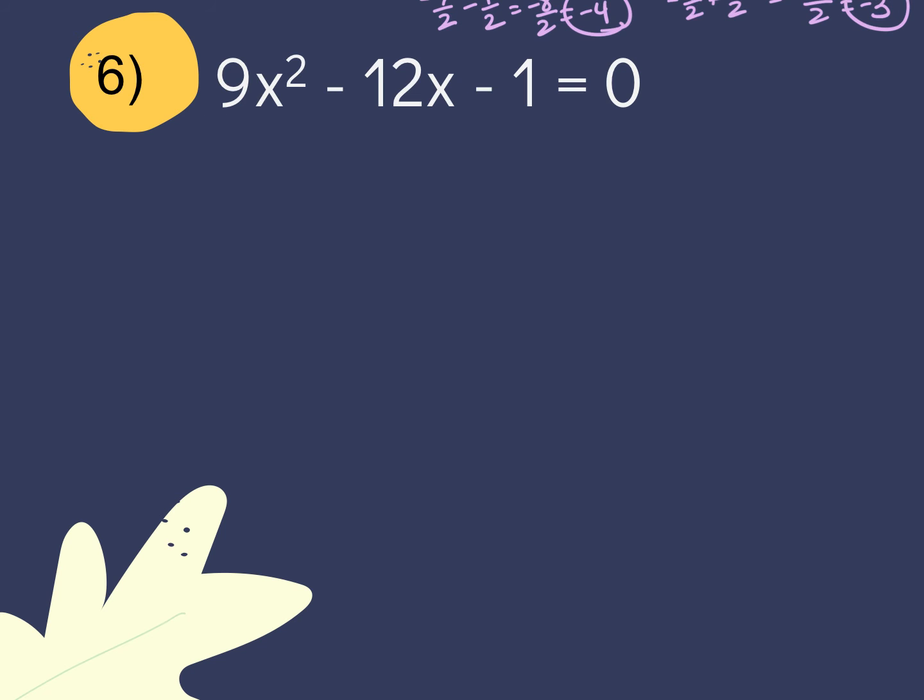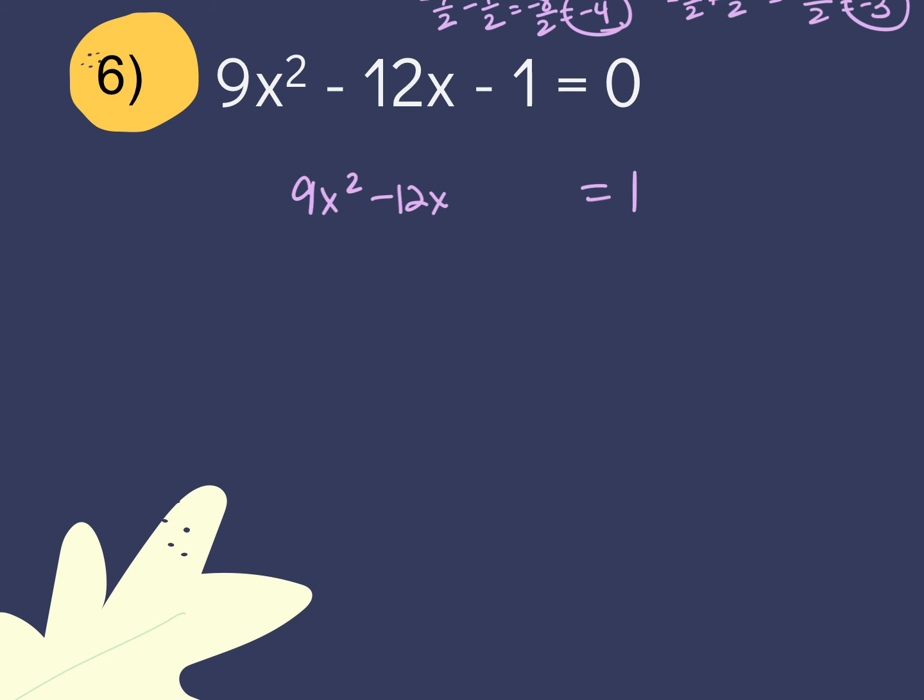What's different now? There's something on the front, right? Just like with factoring, it sucks more. It's going to suck more with completing the square too, okay? So step 1 is still the same. Move the 1 to the other side. 9x squared minus 12x equals 1.